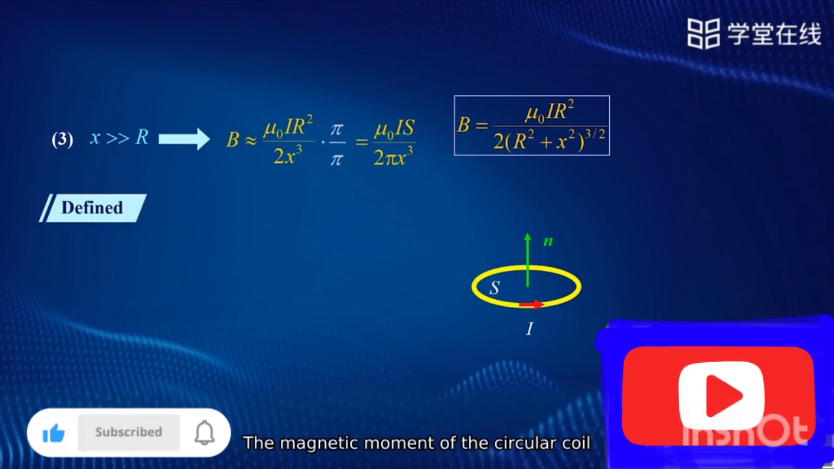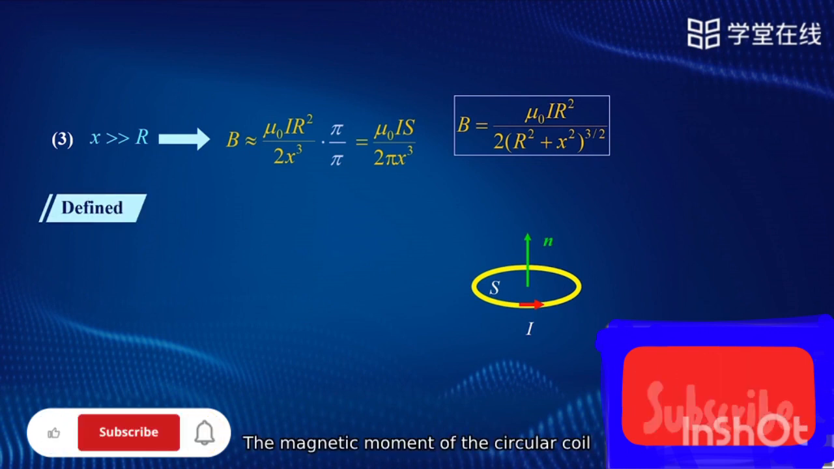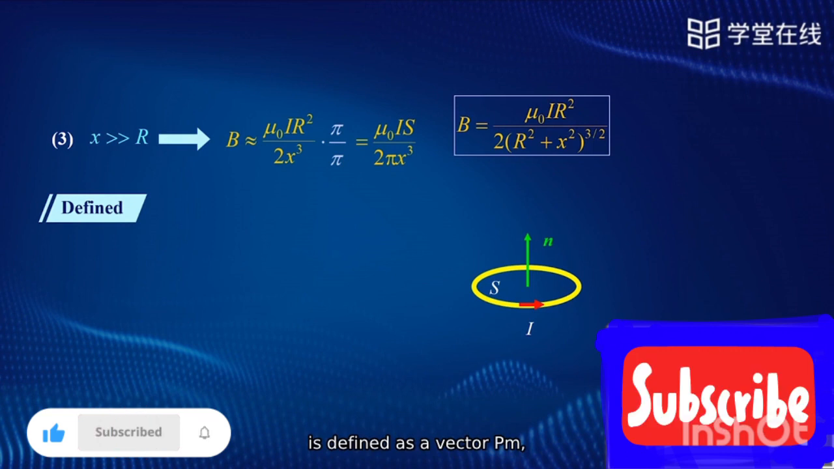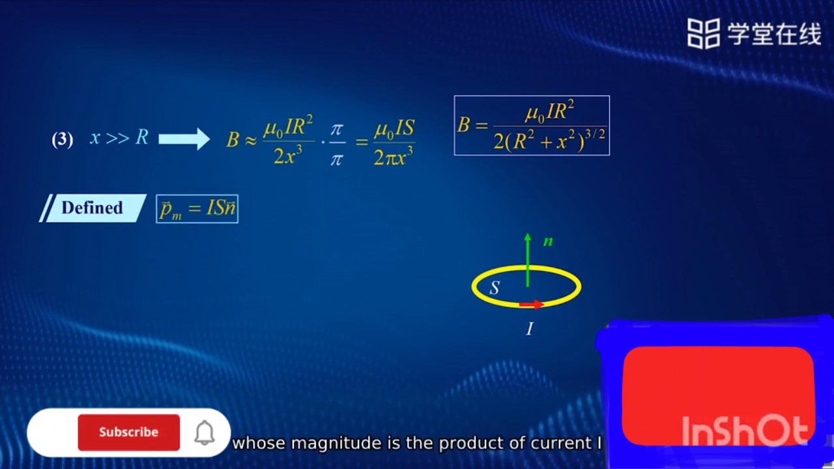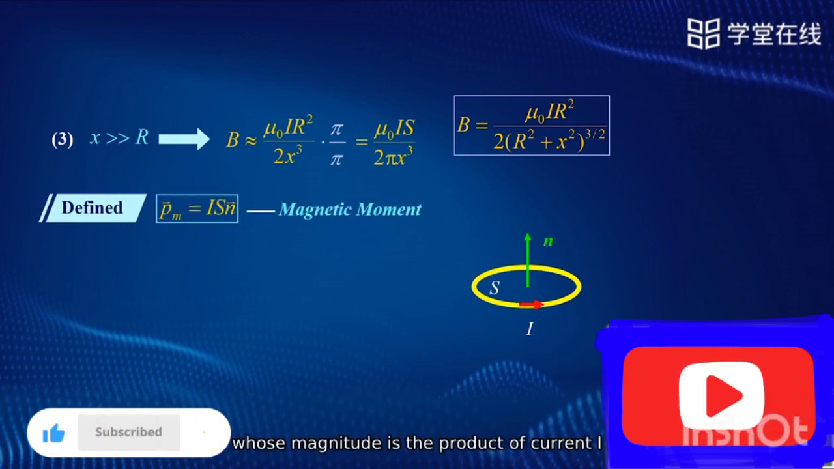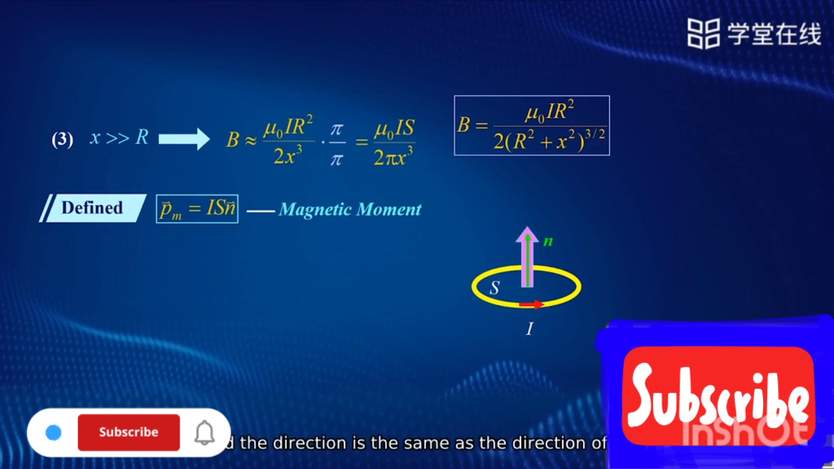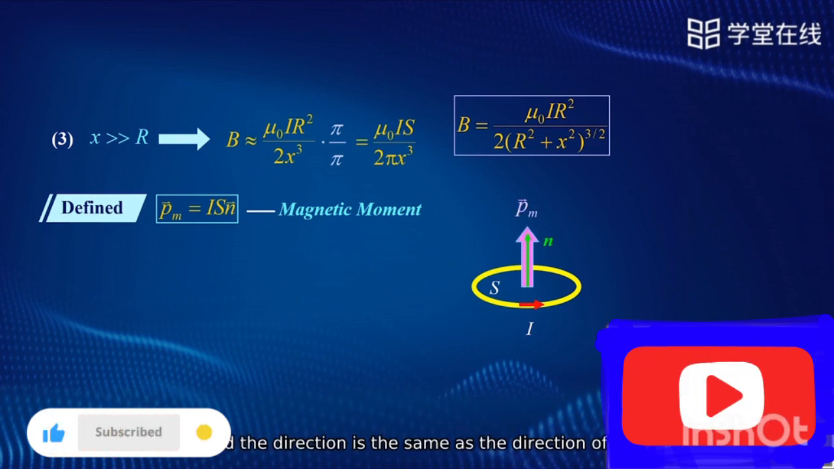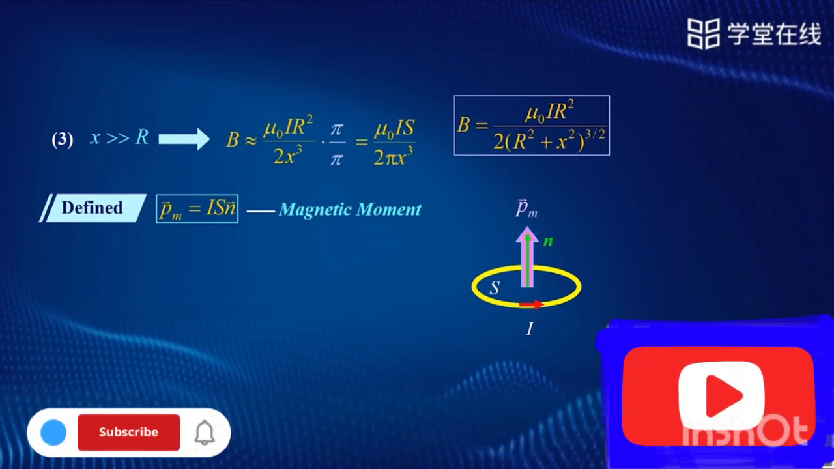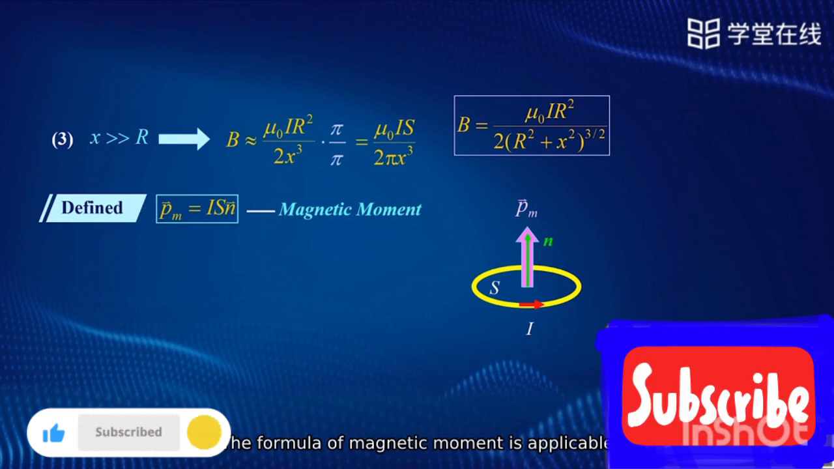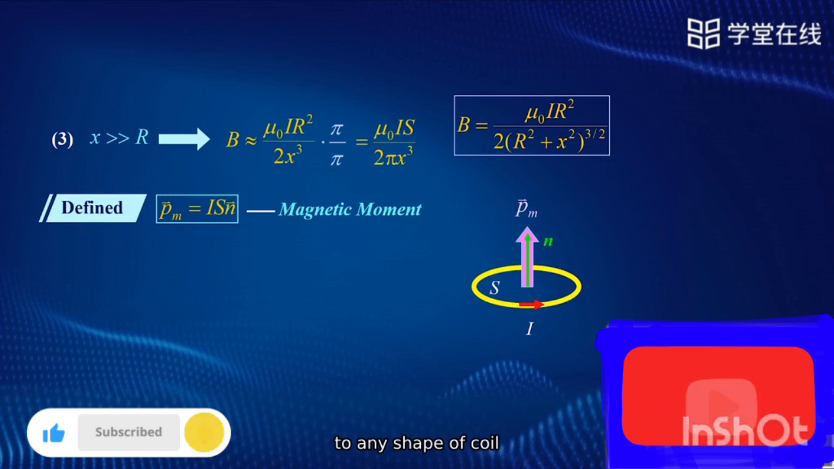The magnetic moment of the circular coil is defined as a vector Pm, whose magnitude is the product of the current I and the area S, and the direction is the same as the direction of N. The formula of magnetic moment is applicable to any shape of coil.